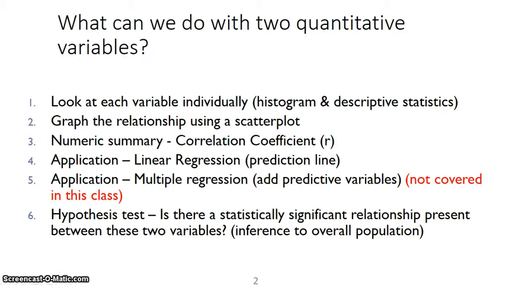Also, the two variables can be graphed and their relationship shown using a scatter plot. A numeric summary called a correlation coefficient, R, may be calculated. A linear regression equation, a prediction line, can be found. Multiple regression with multiple predictive variables is possible, but not covered in this class. And finally, two quantitative variables can be analyzed with a hypothesis test to see if there is a statistically significant relationship present.